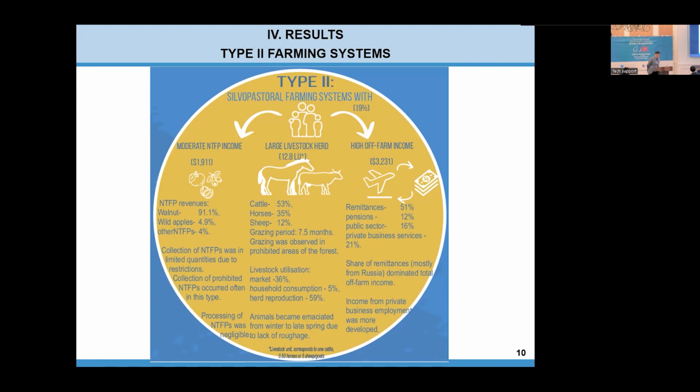Household consumption, livestock slaughtered for own consumption, was quite low also. And above 60% of the herd was remaining for herd reproduction. So the same problem is here. The farmers also had meadows, but the roughages or fodder collected from these meadows were not enough for the animals, and the animals also remained emaciated during the winter time.